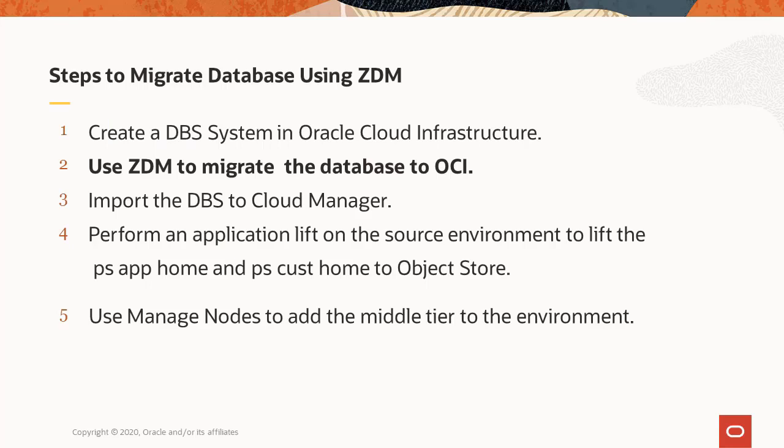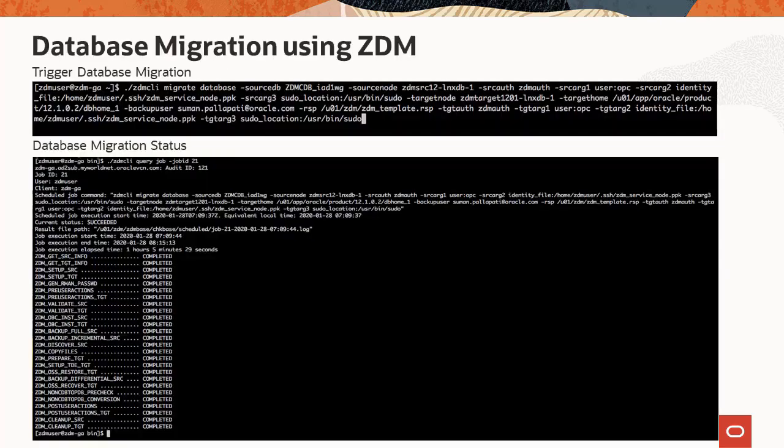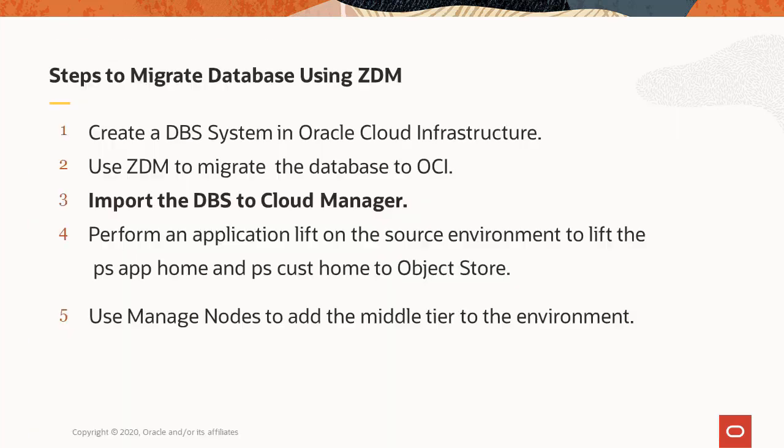Next, you will migrate the database to OCI using ZDM. This is an example of the command line used to migrate the database. The script will create a backup of the source database and restore it to the target database system in OCI. When the database is available in OCI, the next step is to import the database into Cloud Manager.